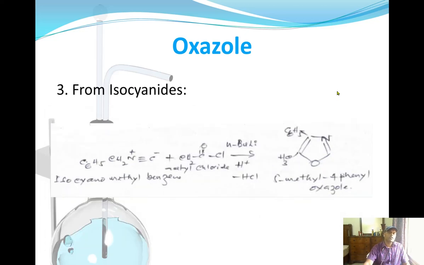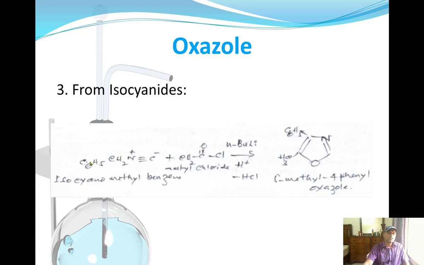The third method of preparation is from isocyanide. What is isocyanide? We know cyanide is the CN group. Isocyanide is the NC group, the attachment is on the other end. Say this compound is isocyanomethylbenzene. Here is the benzene, the phenyl group, and this is your methyl.